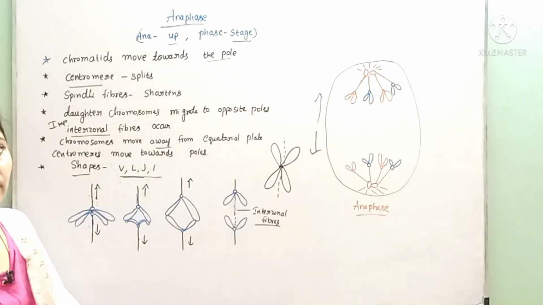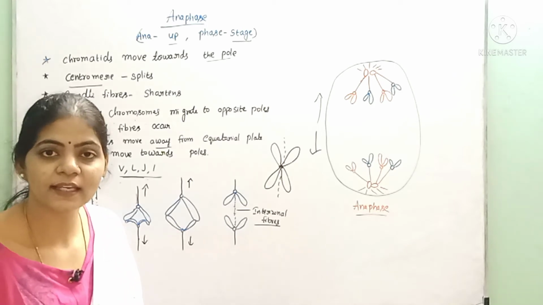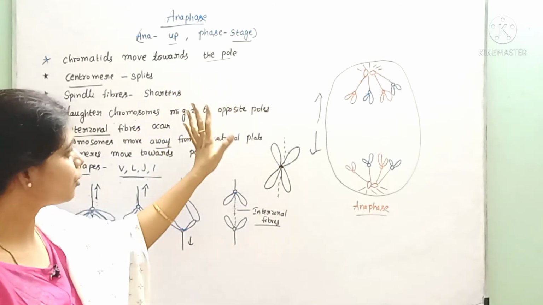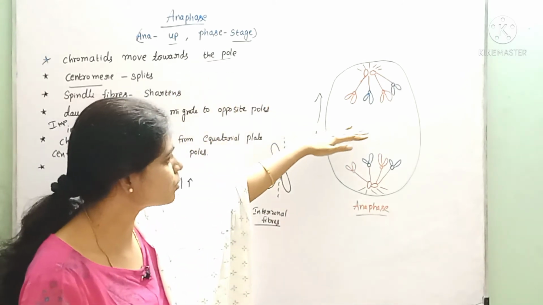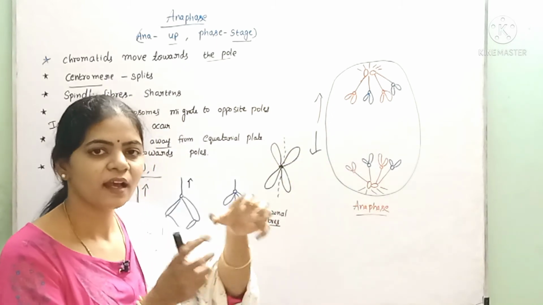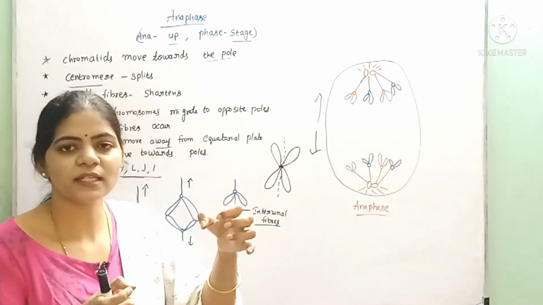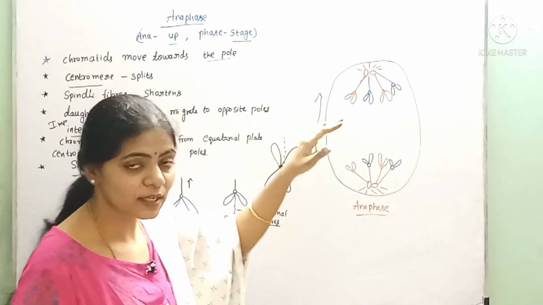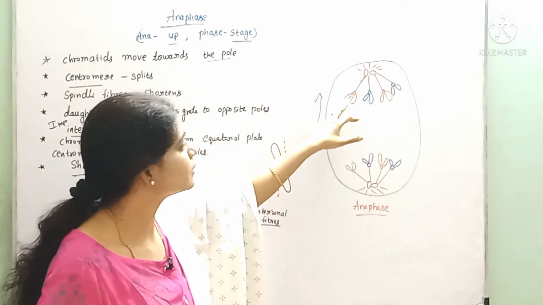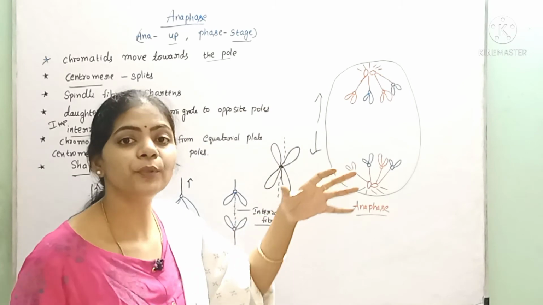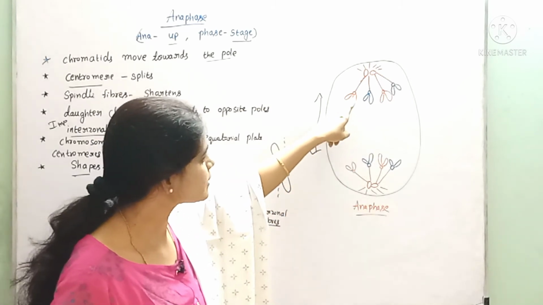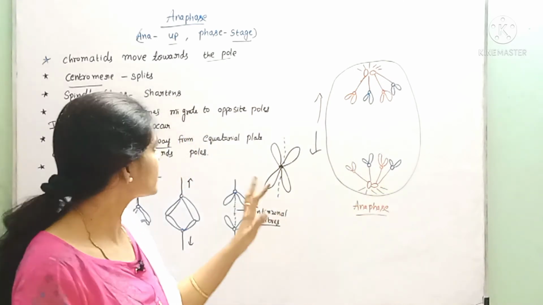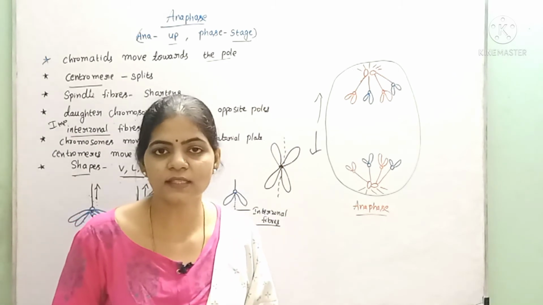There may be a question in NEET, like, what is the best stage to study the different shapes of the chromosomes? It is the anaphase. So, in the anaphase, what happens? At the center, the centromere splits, the two daughter chromatids are separated, and the length of the spindle fibers decreases. Because of the decrease in the length of the spindle fibers, the chromatids are pulled to the opposite poles. The centromere starts moving to the opposite poles, and along with that, the chromatids also move. So this is about the anaphase, and the next one is the telophase.